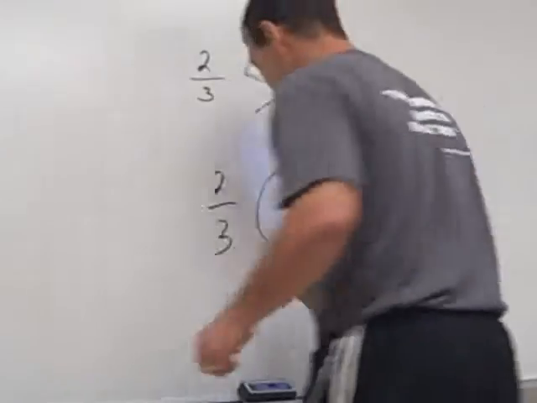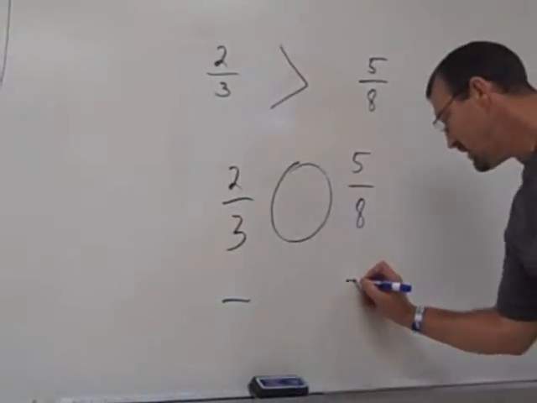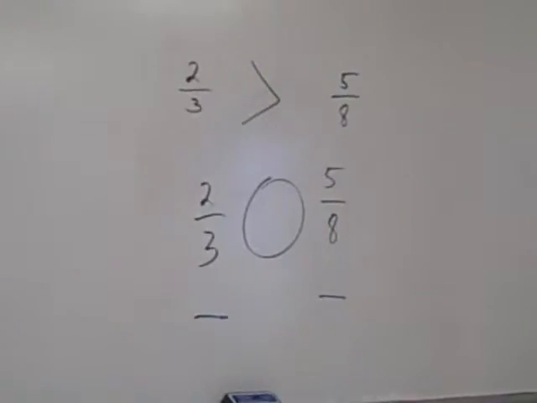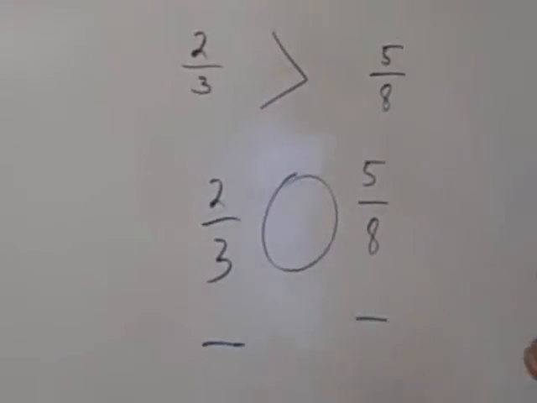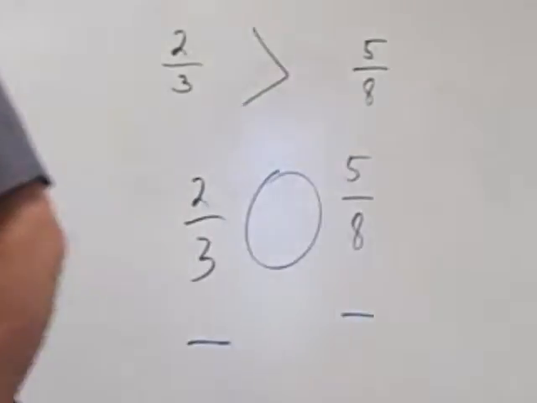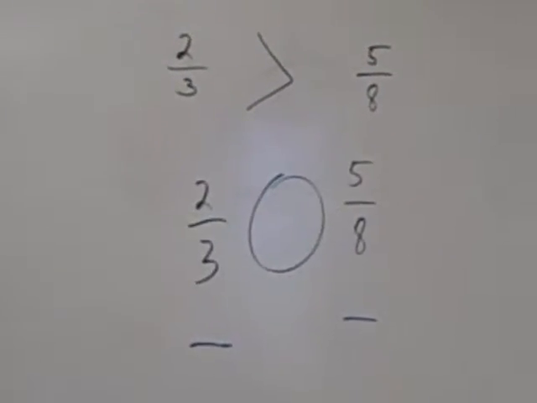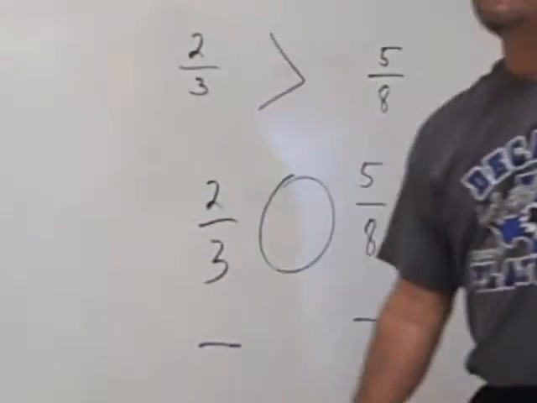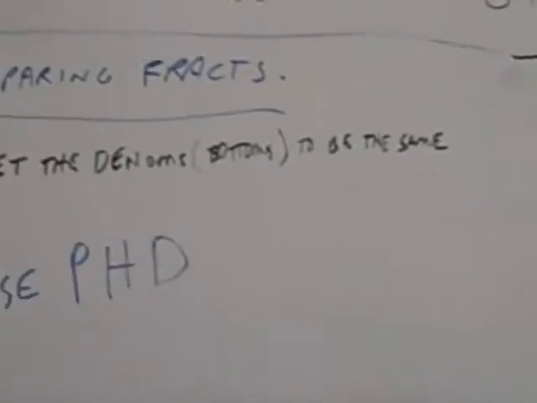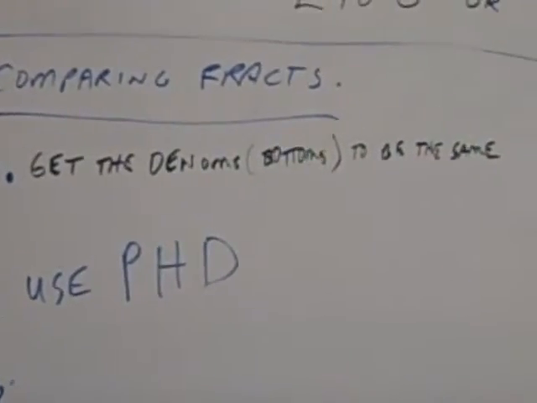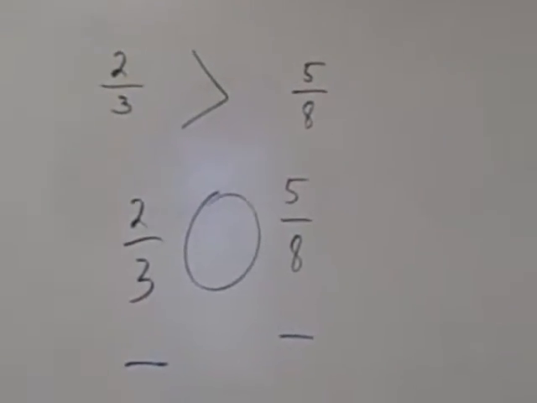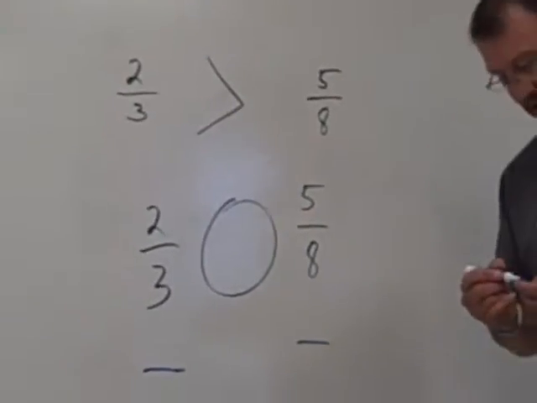Well, that means I'm going to need 2 new fraction bars so I can put new bottoms down there, right? So underneath, put 2 new fraction bars. Guess what's coming back to haunt us? We learned that last week. Use PhD.